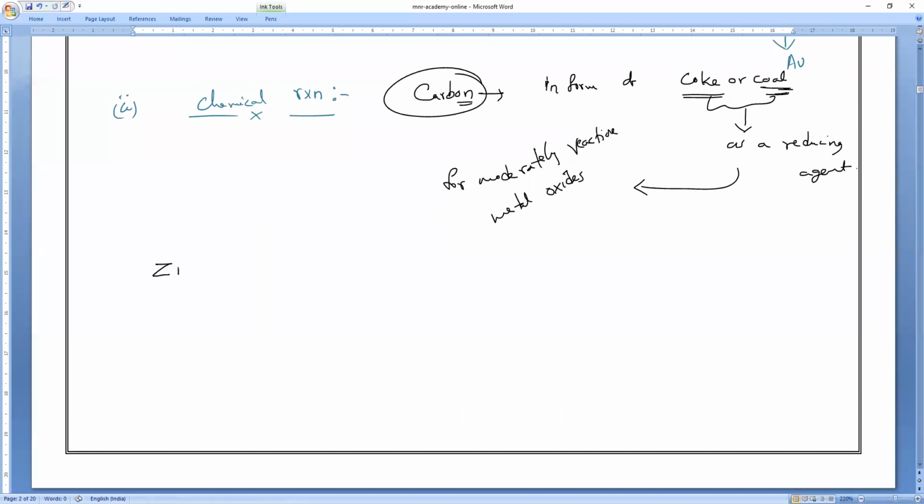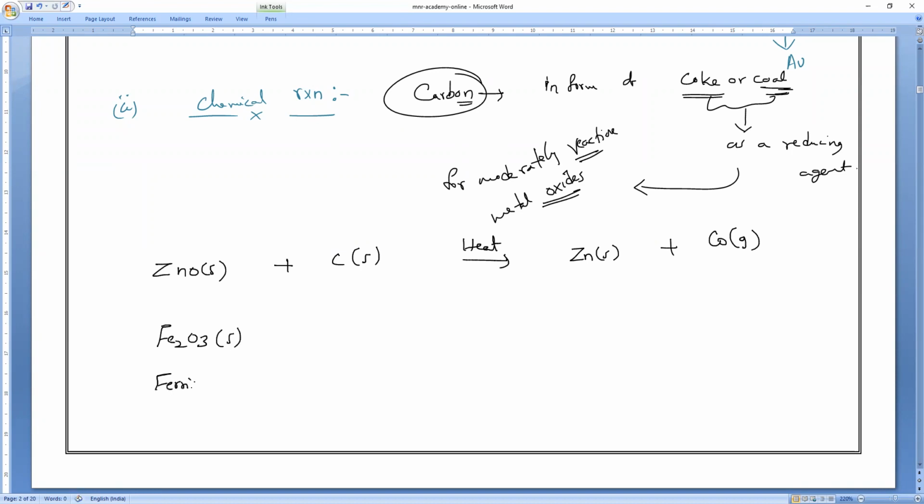Zinc oxide, as a reducing agent for moderately reactive metal oxides. So zinc oxide, tell me, what is that? Zinc oxide reacting with the carbon, on heating, forms zinc plus carbon monoxide gas. Next, iron, Fe2O3. What is that ore? Ferric oxide, reacting with the carbon, on heating, forms Fe plus carbon monoxide.